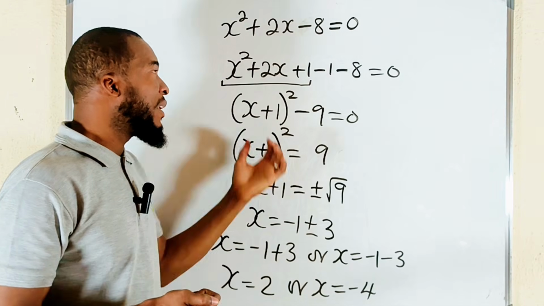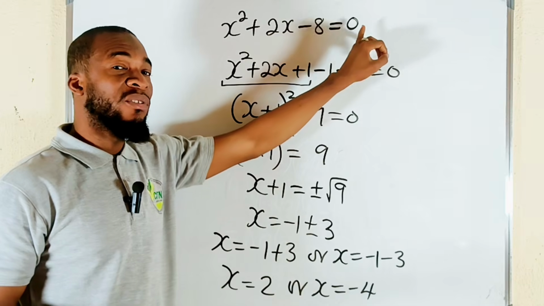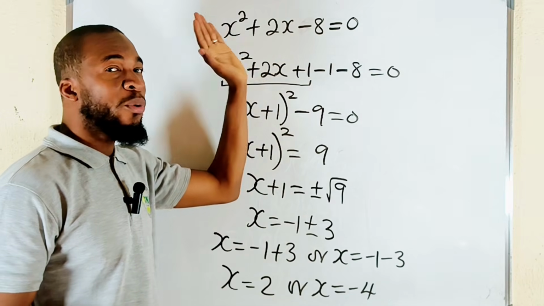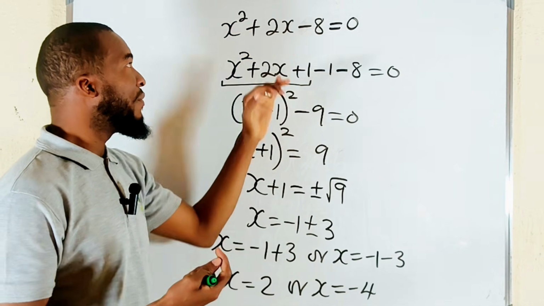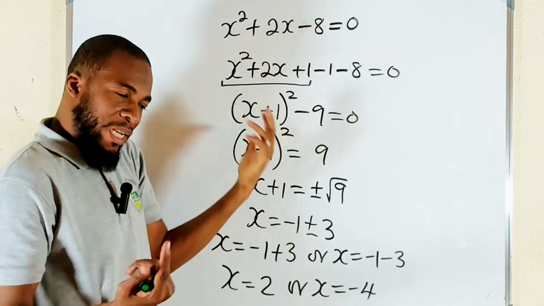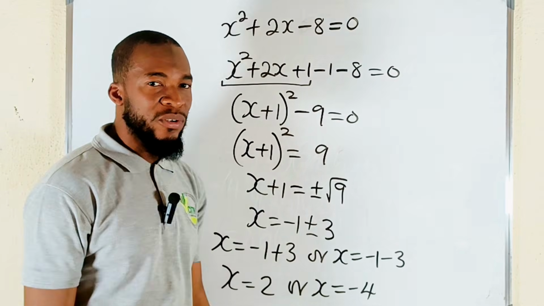But some students might want to take the constant to the right first, then add on both sides the square of half the coefficient of x. Yeah, that is fine too. You're still going to get the same thing.